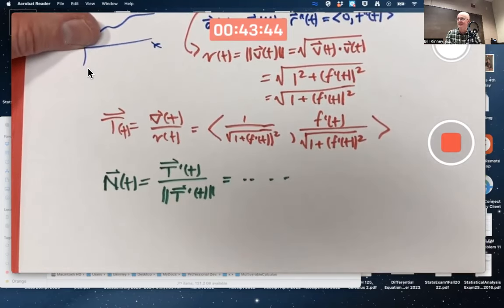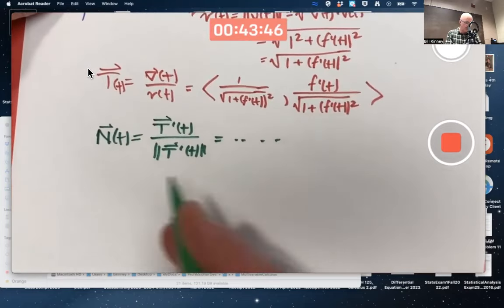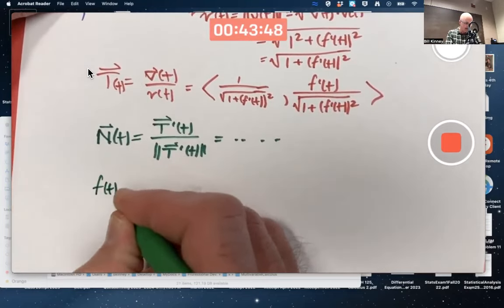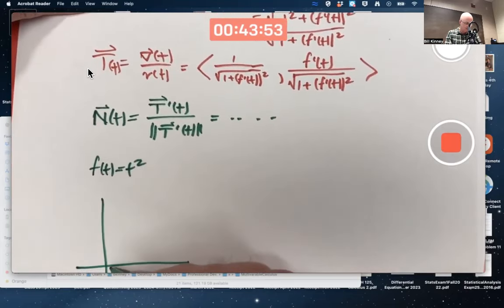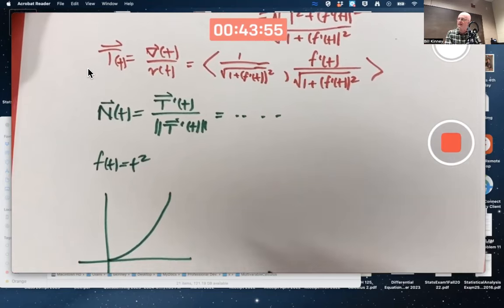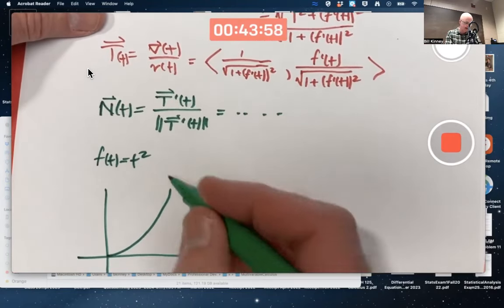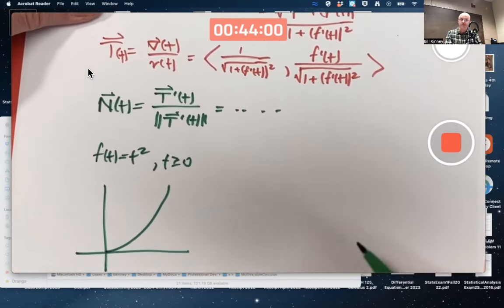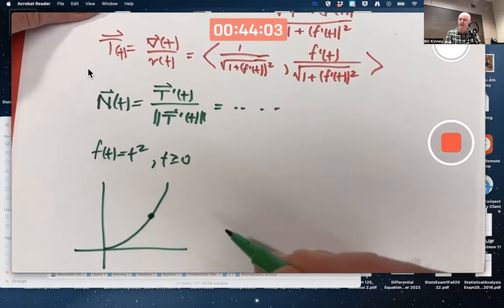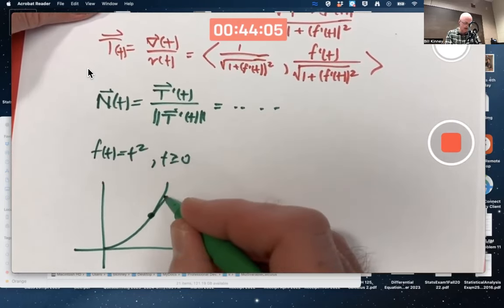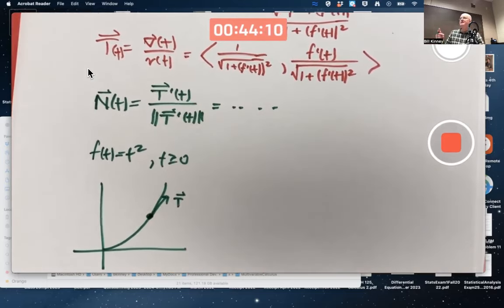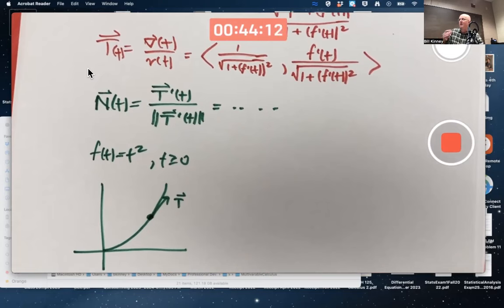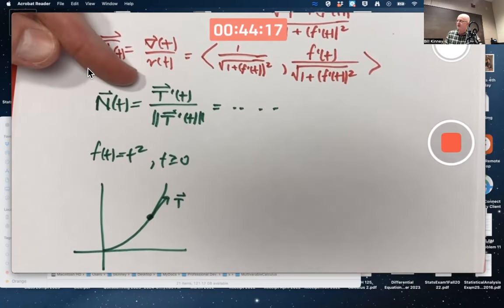I did mention this. What kind of picture would be helpful here? If f of t is t squared, we're really parametrizing a parabola like this. Say t is positive. If we're at, say, this point right there at some moment in time, the unit tangent vector is going to look like this. The unit normal vector, here's the key thing, points toward the direction the curve is curving, since it's related to the rate of change of the unit tangent vector.